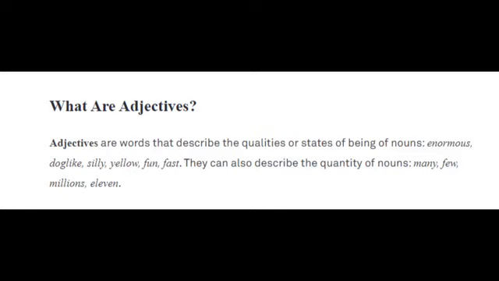They can also describe the quantity of nouns, that means many, few, millions, 11, these are numbers. These also come under the categories of adjectives. So adjectives are describing words. I have told you what is the definition of adjective. Now let's move further.